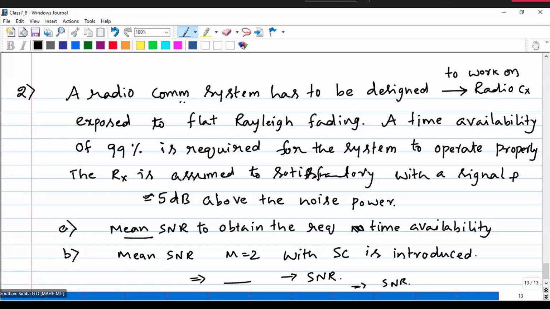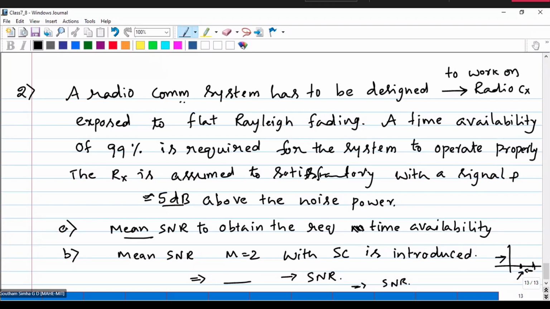With selection combining, if you introduce it, you will have a difference. Now, after this, if you plot, you will come to know without diversity, what is the SNR, and with the diversity, what could be the SNR that is required in order to get this. So for a given SNR of whatever, 5 dB over the noise power, selection combining, even with small selection combining, drastically reduces the SNR to an order of magnitude, say somewhere around 10 dB reduction will be possible. Similarly, it can be extended to your MRC in order to obtain that SNR.